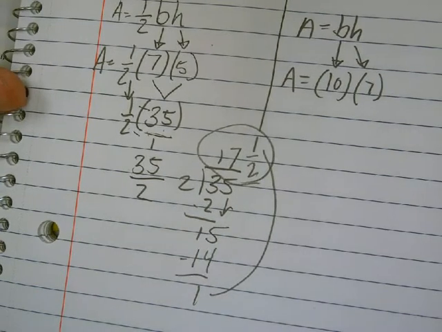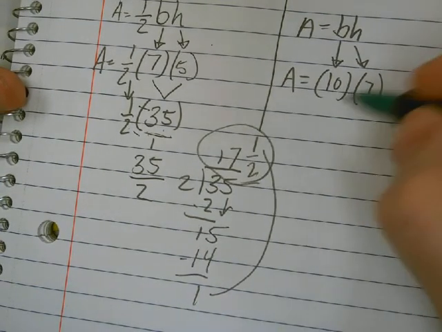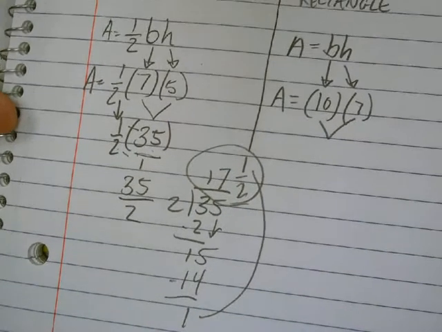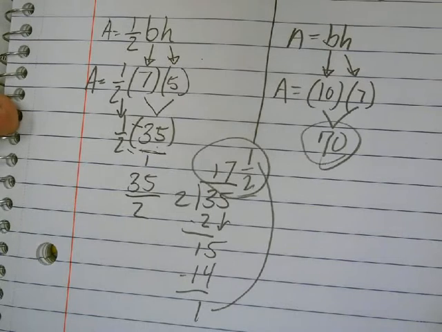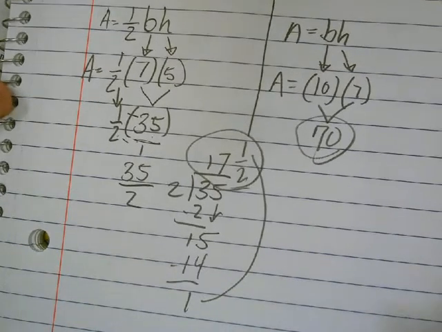Okay. That is the area of the triangle piece. Now we need to do the rectangle. The rectangle is really easy in this case. We have 10 times 7, which is going to be 70.